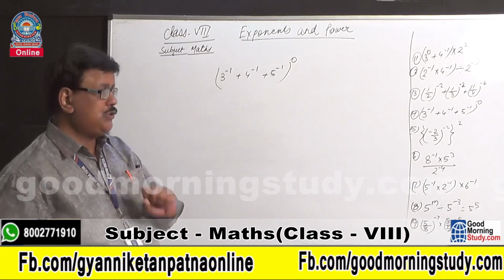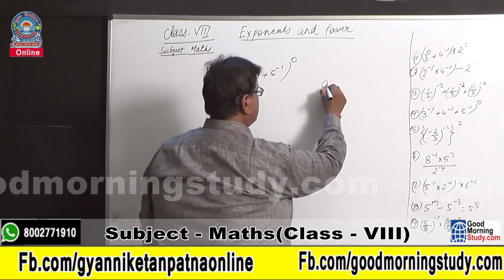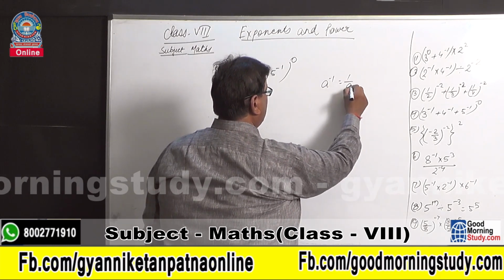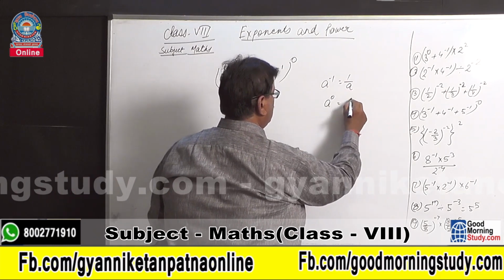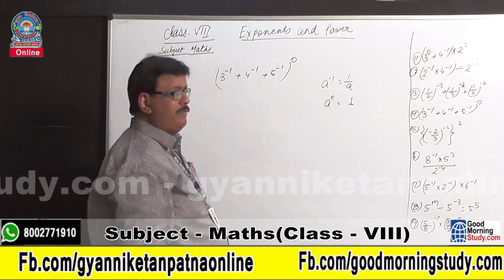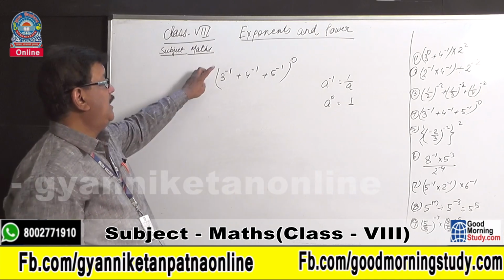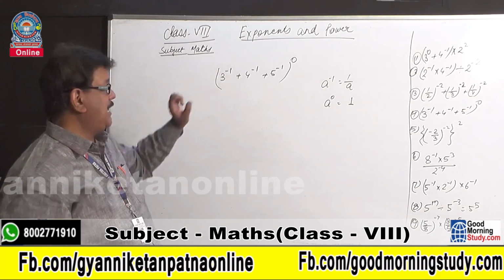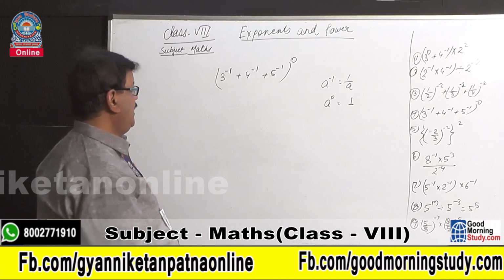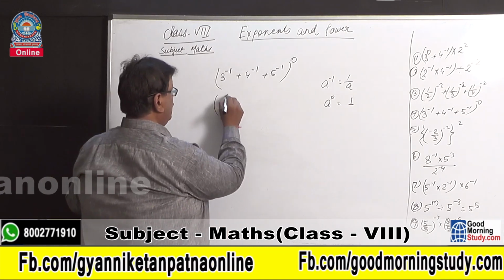Here we will use two theorems. First one is a raised to the power of minus 1 is equal to 1 by a, and a raised to the power 0 is equal to 1. First, just remove this minus sign. The power should be positive. Here we make the power positive.